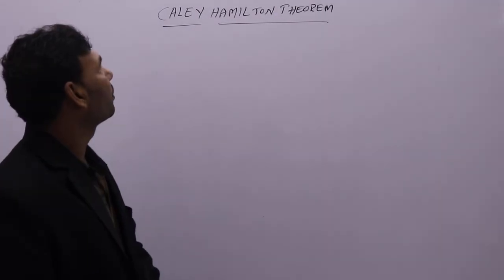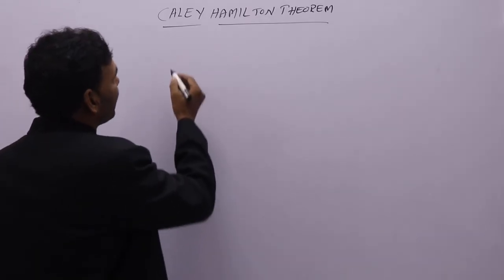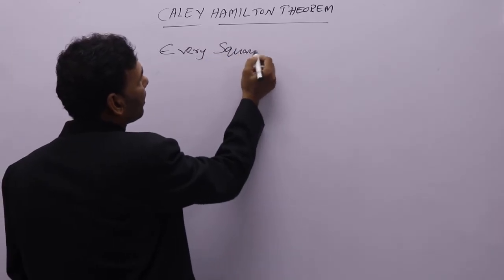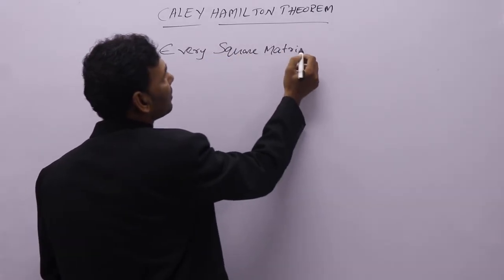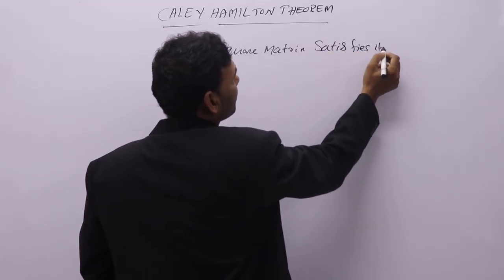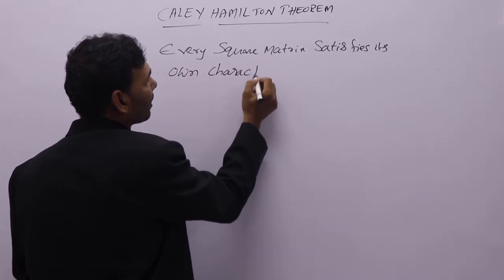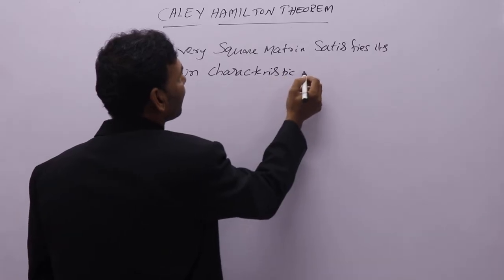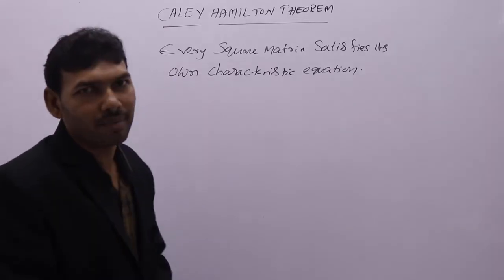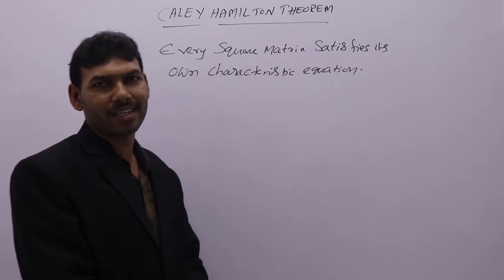So next we are going to the next topic, Cayley-Hamilton theorem. Cayley-Hamilton theorem says every square matrix satisfies its own characteristic equation. This is the statement of Cayley-Hamilton theorem. Every square matrix satisfies its own characteristic equation.